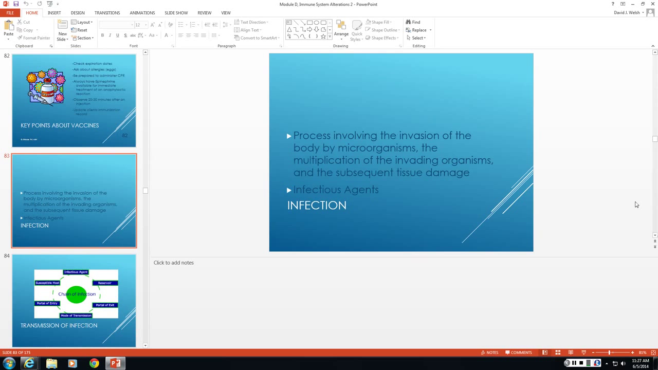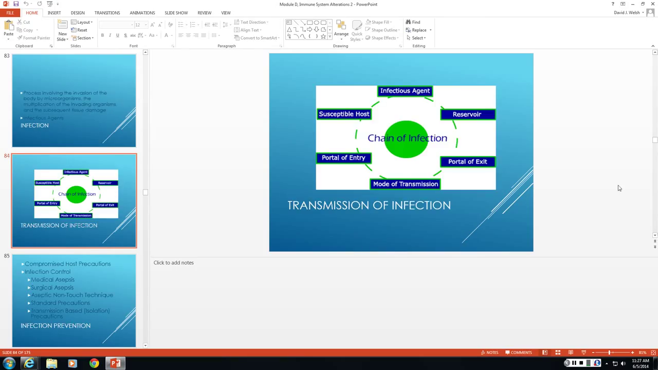Now, infection is a process involving the invasion of the body by microorganisms, the multiplication of invading organisms, and the subsequent tissue damage. Now, these agents are going to be called infectious agents. And here's your chain of infection. You're going to have your infectious agent, your susceptible host, port of entry, mode of transmission, portal of exit, your reservoir.